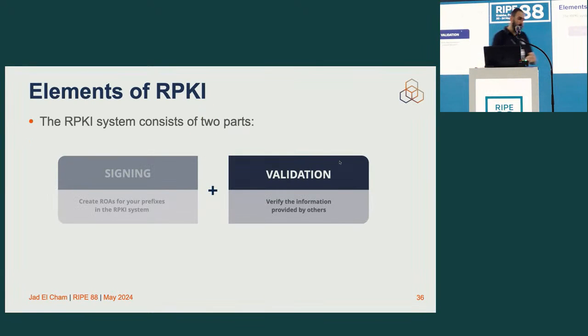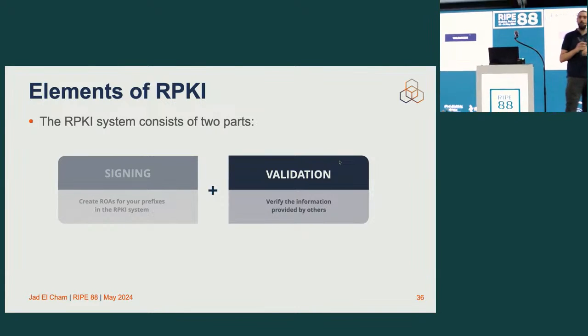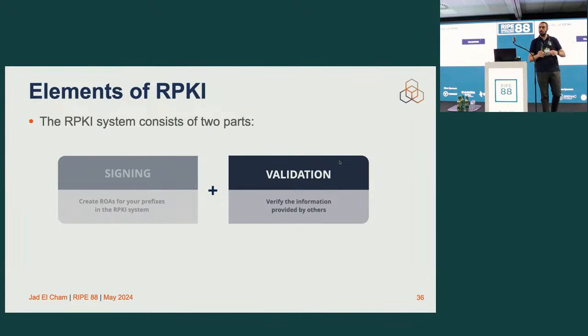Now we get to the second part, which is the validation. Everything we've done so far is nice, is cute, but if we don't start doing validation, as in deciding what to do with live BGP announcements based on the information in the RPKI system, then we haven't done really anything. So validation is to verify the information provided by others.